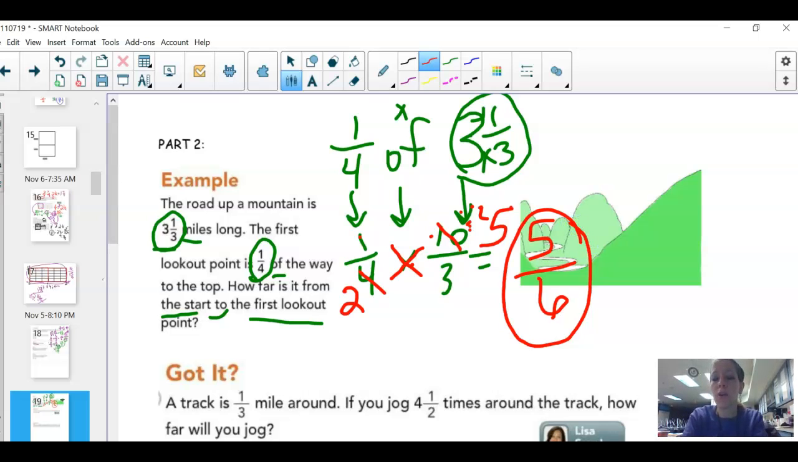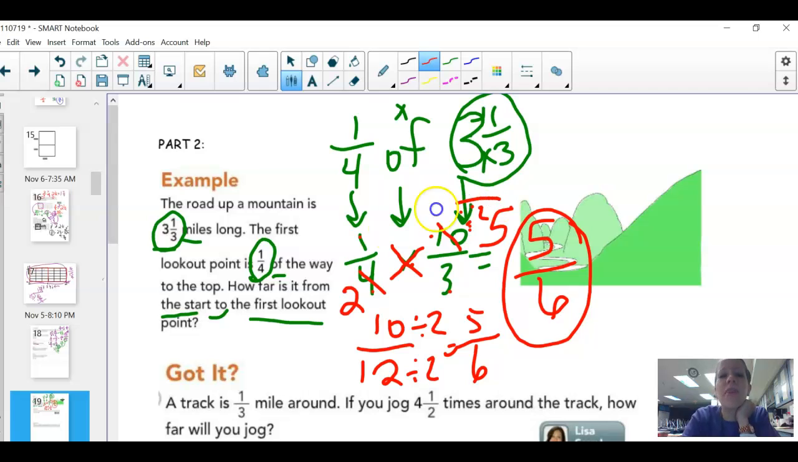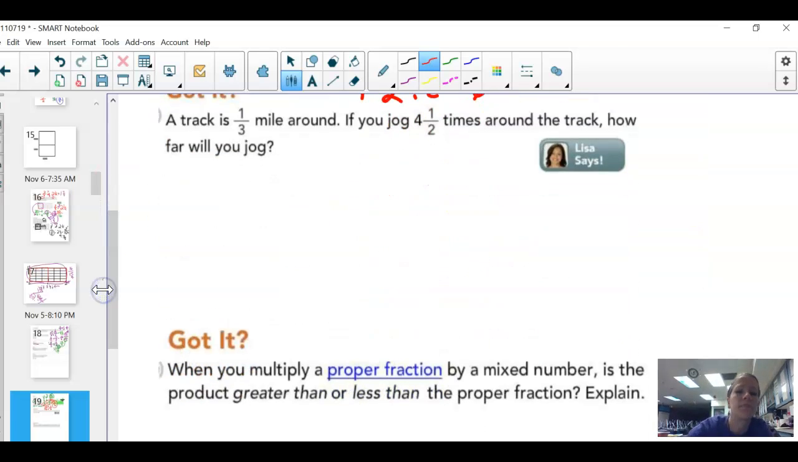If you didn't cross reduce, you got 1 times 10 is 10, and 4 times 3 is 12. That would have given you 10/12. Then you could have divided by 2, and you would have come up with the same answer. But as the numbers get bigger, this way here is going to be so much easier. Okay? Try the next one.